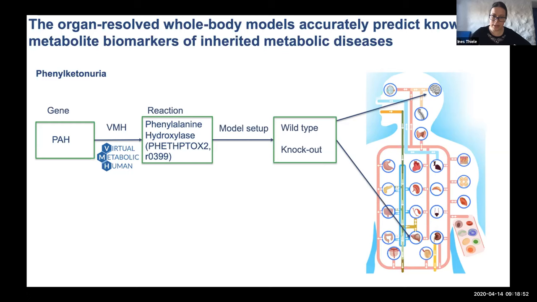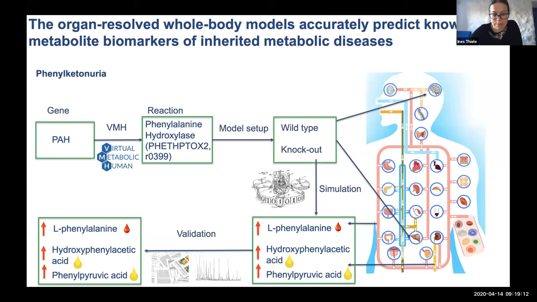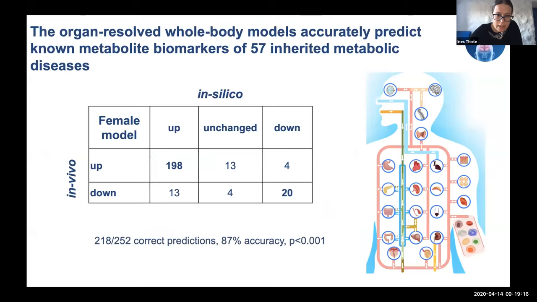And so we predict in blood that phenylalanine increases, while hydroxyphenyllactic acid and phenylpyruvic acid increase in urine. If you compare that with experimental data, or patient reports and case reports, indeed this is the case. We can do that on a larger scale and assess the predictive fidelity and accuracy of the computational model.